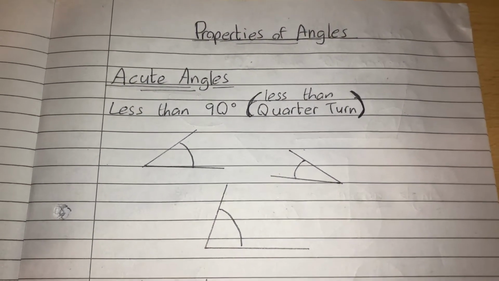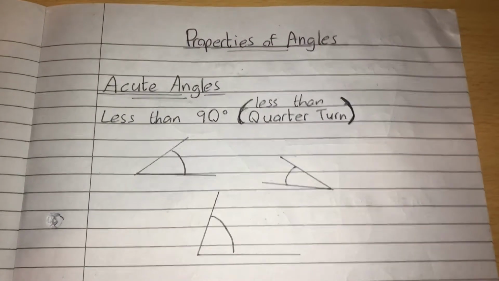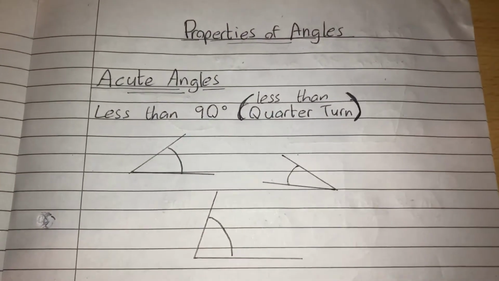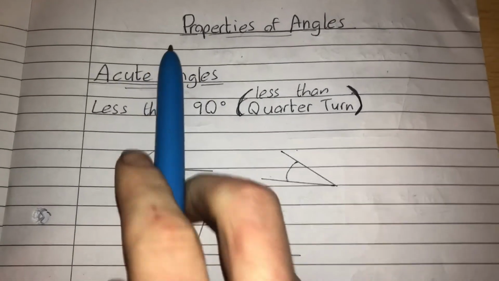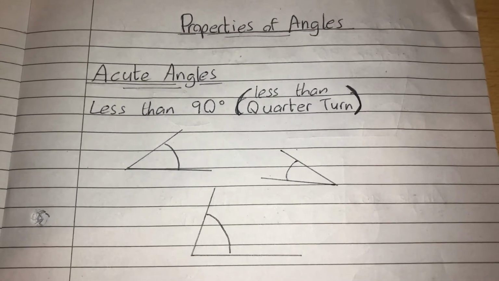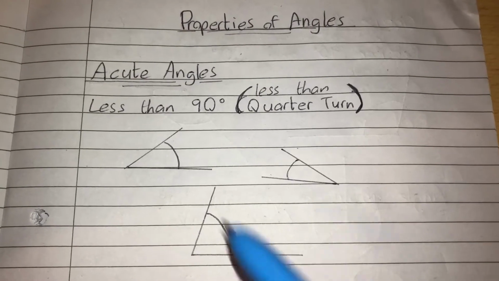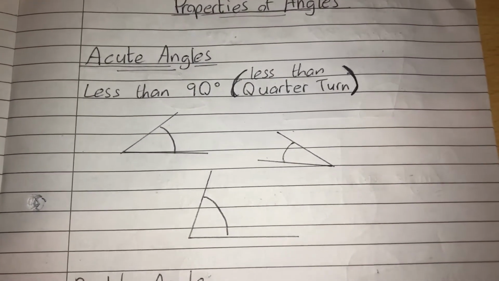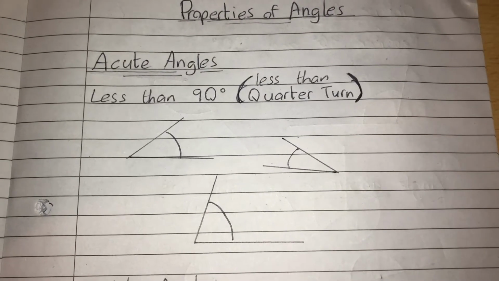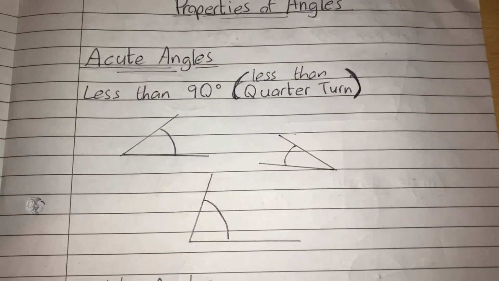So in this lesson we're going to start by looking at our properties of angles, and we'll do this over the next couple of lessons to cover all of them. We're going to start with our basics and just explaining to you the different types of angles that you're expected to know, such as acute angles, right angles, obtuse angles, half turns, reflex angles, and full turns.